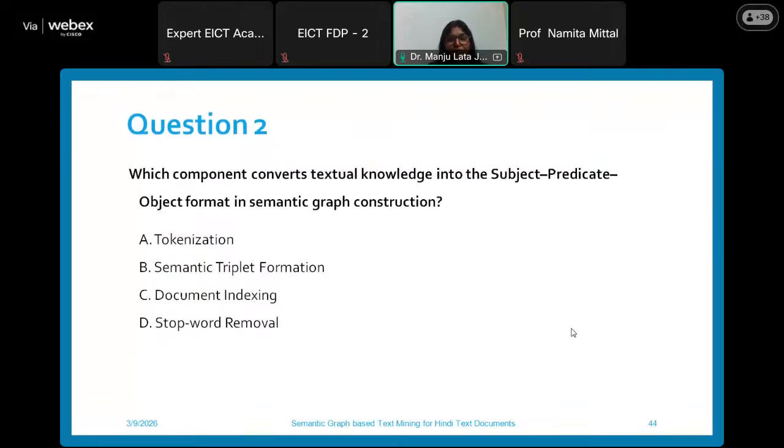The next question is, which component converts textual knowledge into the subject predicate object format in semantic graph construction? Repeating the question. Tokenization, semantic triplet formation, document indexing, or stop word removal? As I'm on slideshow mode, I'm not able to see the chat box. If anybody from the organizing team can help with the chat box answers.